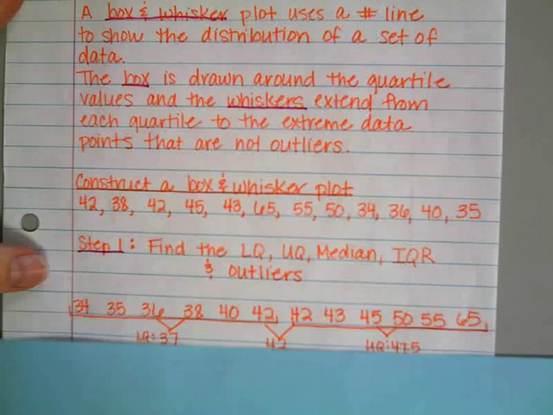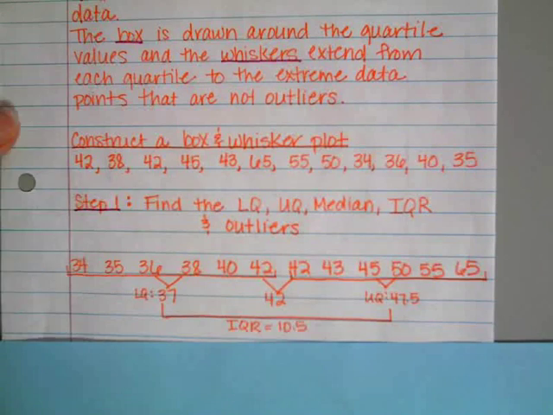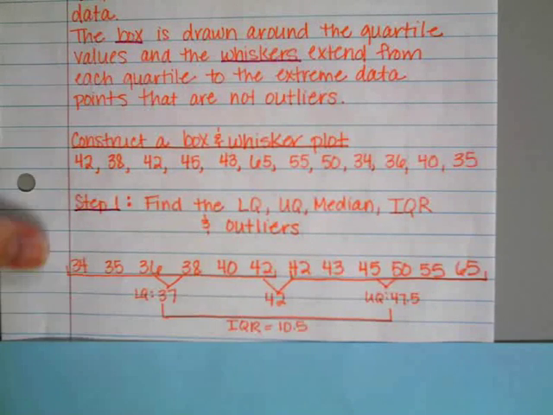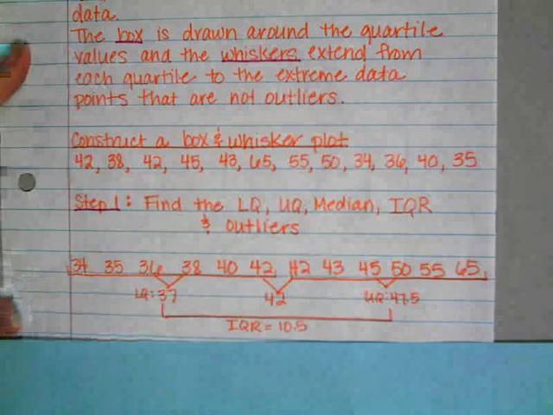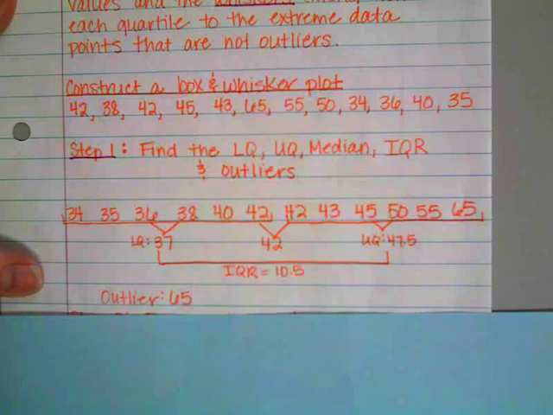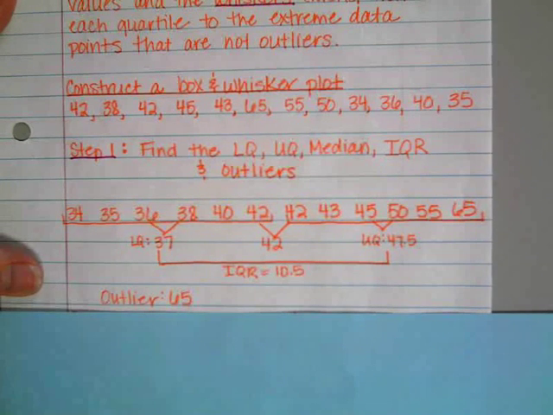Please refer back to the lesson on measures of variation in order to calculate the lower quartile, upper quartile, median, interquartile range, and outliers. A quick refresher, you're going to line the numbers up in order of least to greatest, find your median, calculate your lower quartile, your upper quartile, and then your interquartile range. We also want to find the outliers, so you do need to go through the process of finding the outliers. In this set of data, there is one outlier, which is 65.